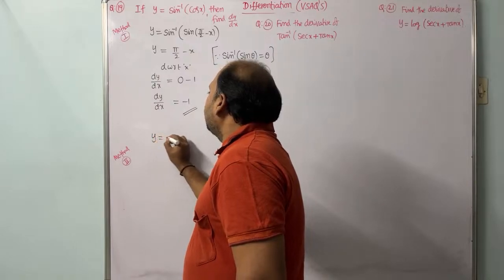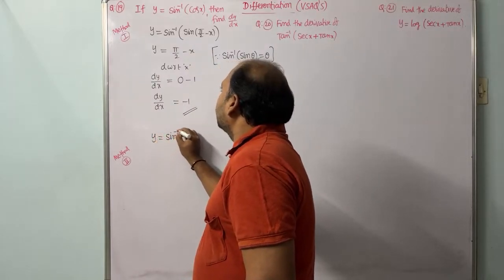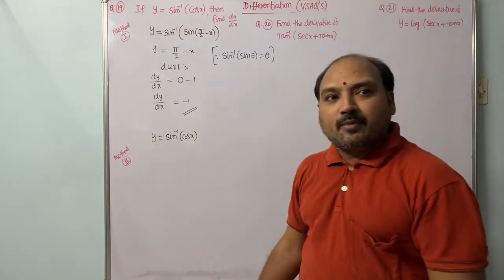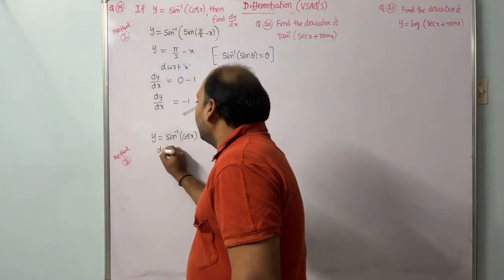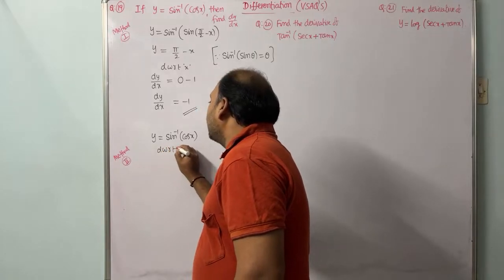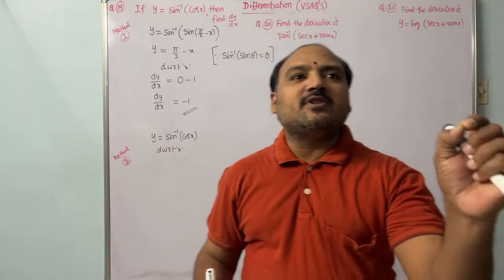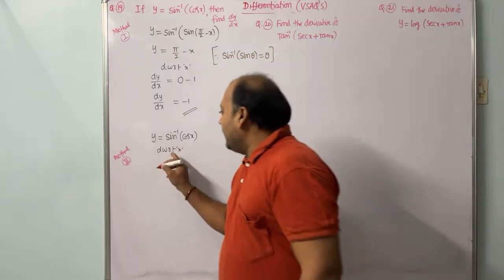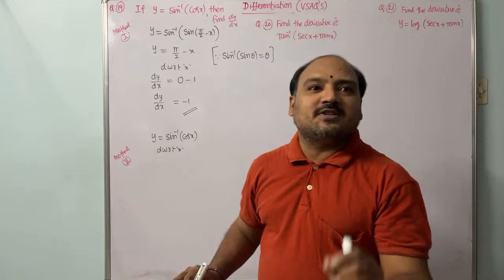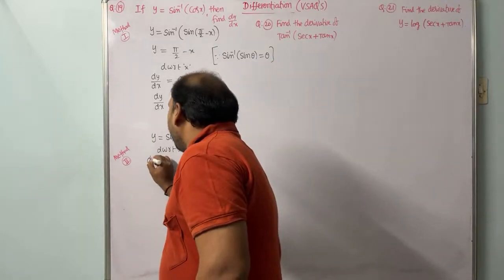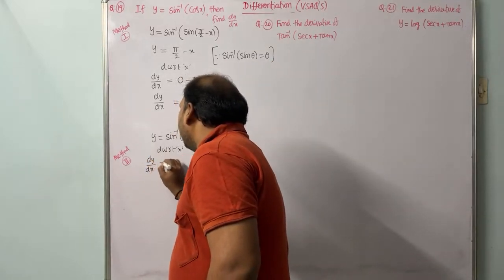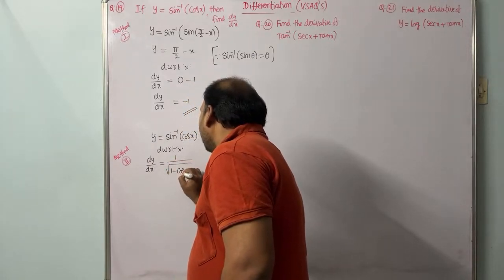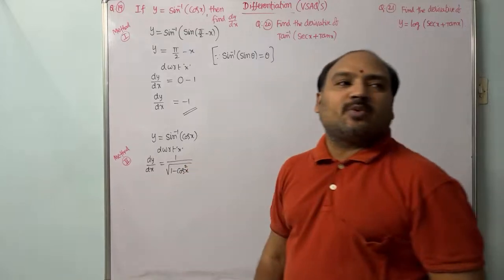Given y is equal to sine inverse of cos x. First, I am doing normal differentiation. Differentiate with respect to x. d by dx of sine inverse x is equal to 1 by root of 1 minus x square. In place of x, what value is there? Cos x is there. So dy by dx is equal to 1 by root of 1 minus cos x whole square, that means cos square x.